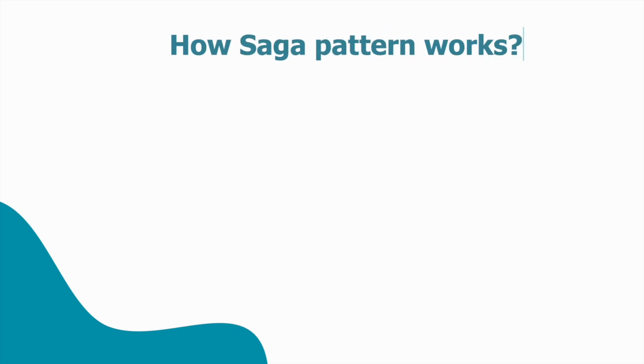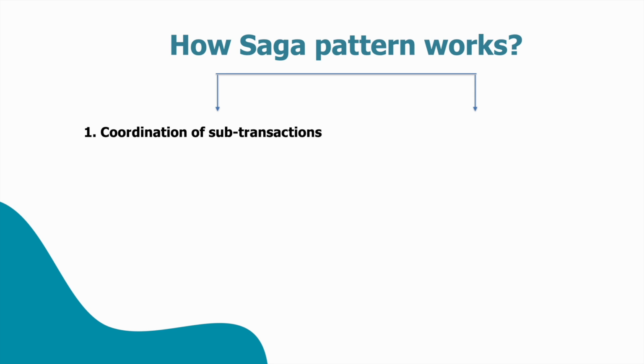Now let's see how the Saga pattern internally works. The Saga pattern consists of two parts. The first part is the coordination of sub-transactions. As we saw in the previous slide, a number of microservices are involved in executing a distributed transaction. Some mechanism has to be deployed in between, which ensures that once microservice A has done its task, microservice B gets started and then microservice C. Someone has to do the coordination so that microservice B does not start its work before microservice A.